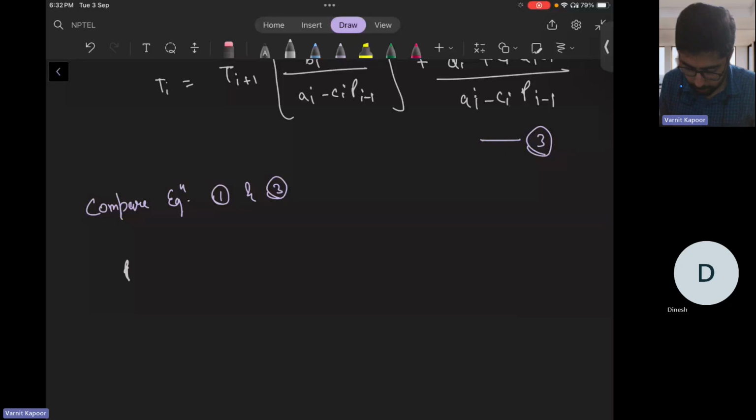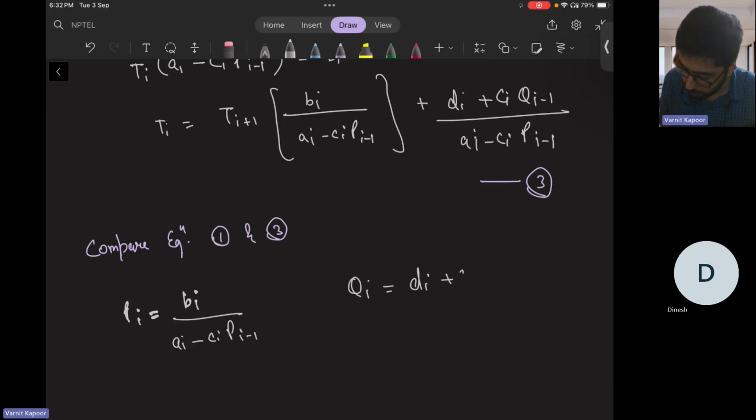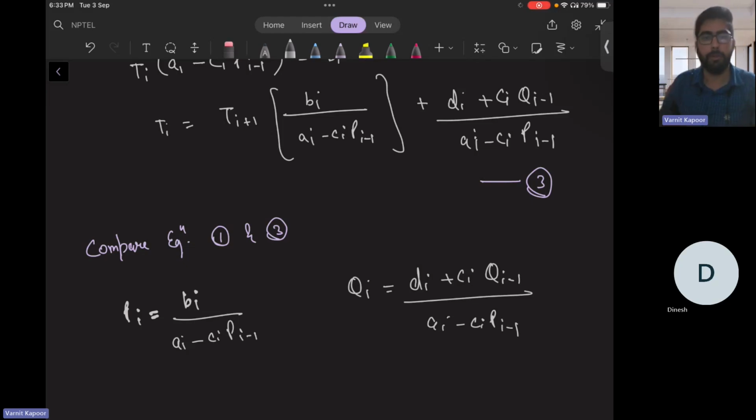PI will be how much? PI over AI minus PI, PI minus 1, and QI will be PI plus CI, QI minus 1 over AI minus CI, P of I minus 1. All right.